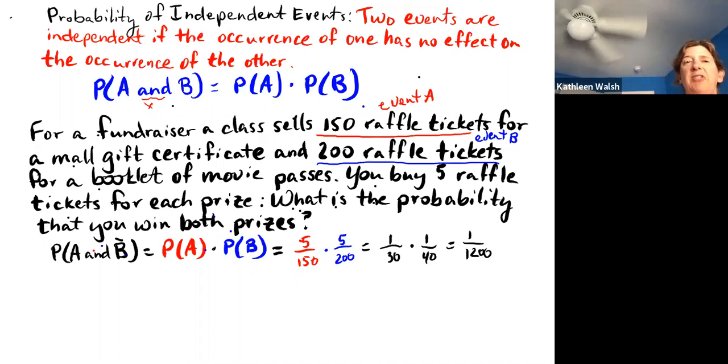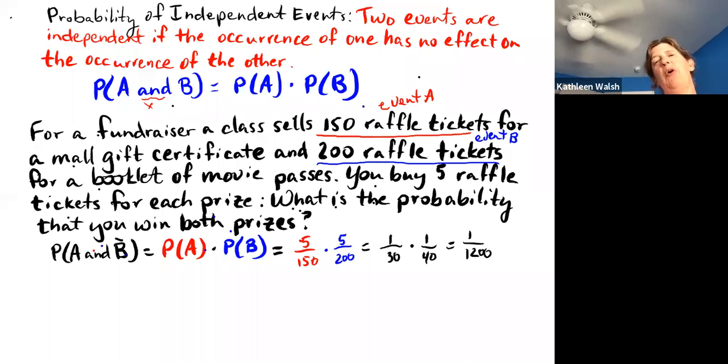And I've just answered the question and you've helped me. What is the probability that you win both prizes? The probability that you win both prizes is 1 out of 1200 chances.